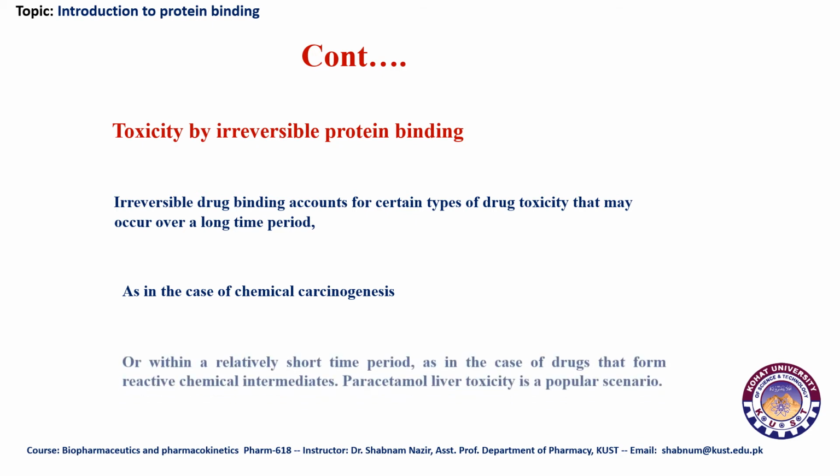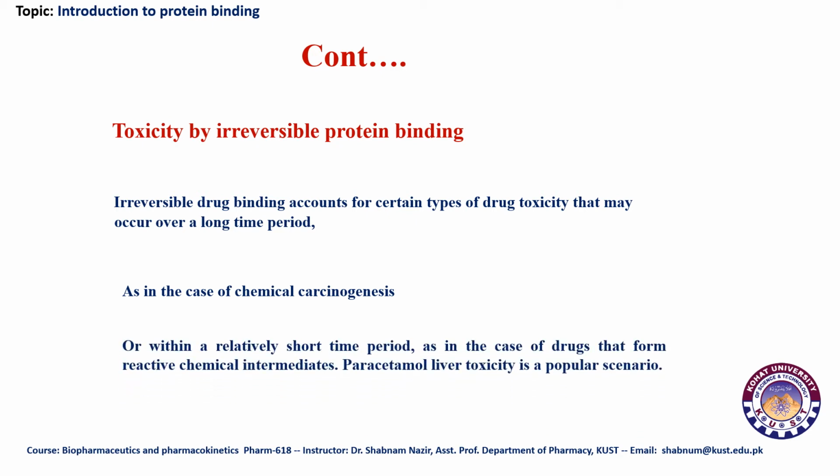And within a relatively short time period, as in the case of drugs that form reactive chemical intermediates, like paracetamol, liver toxicity is a popular scenario as well. As we know, in the normal scenario, paracetamol or many other drugs form metabolites that are more polarized and ready to be excreted. But let's suppose that for some reason there is glutathione deficiency within the liver, which might be due to an overdose, or because of some pathological condition, and the drug won't find its usual process to convert its reactive intermediate into the metabolite which is ready to be excreted.